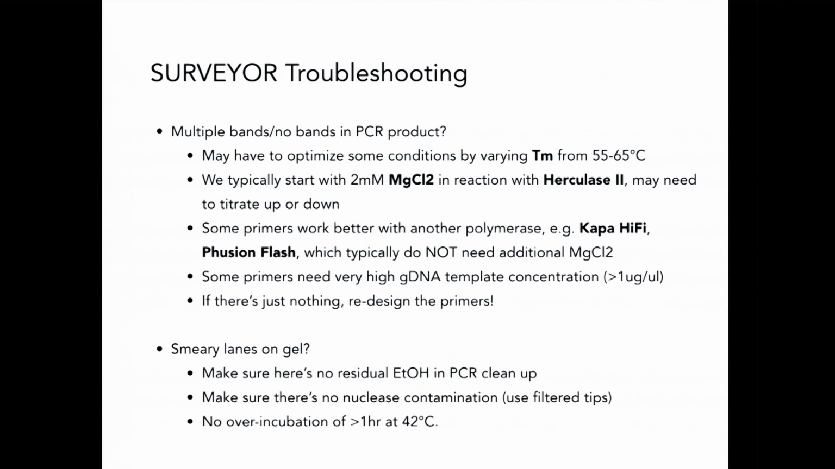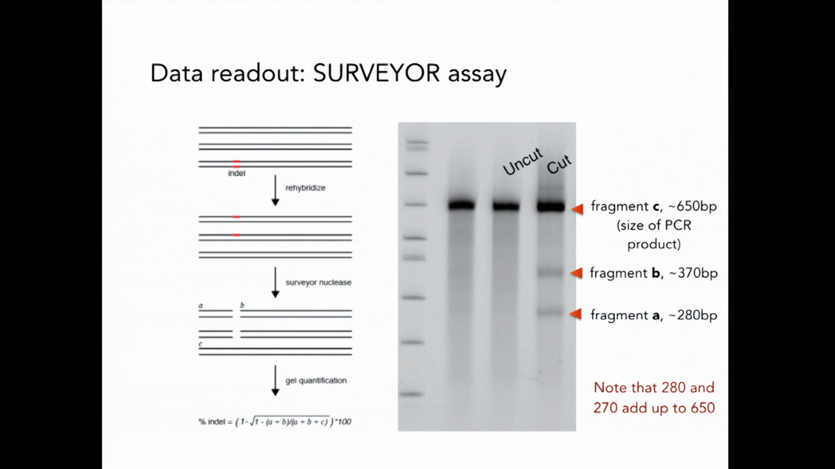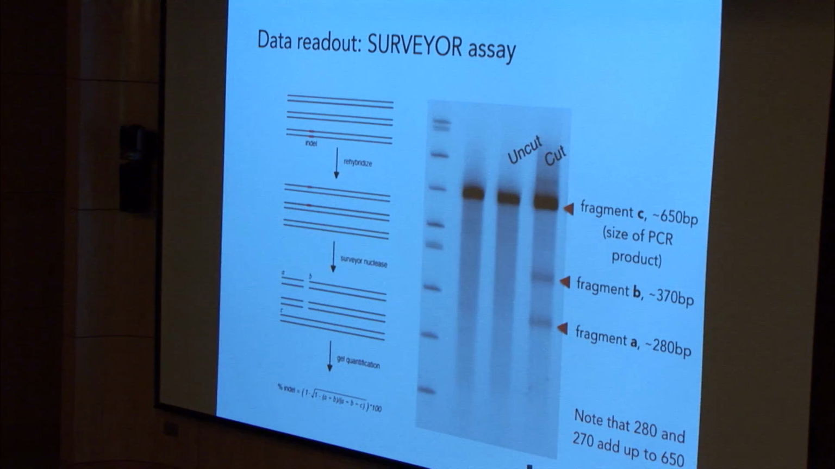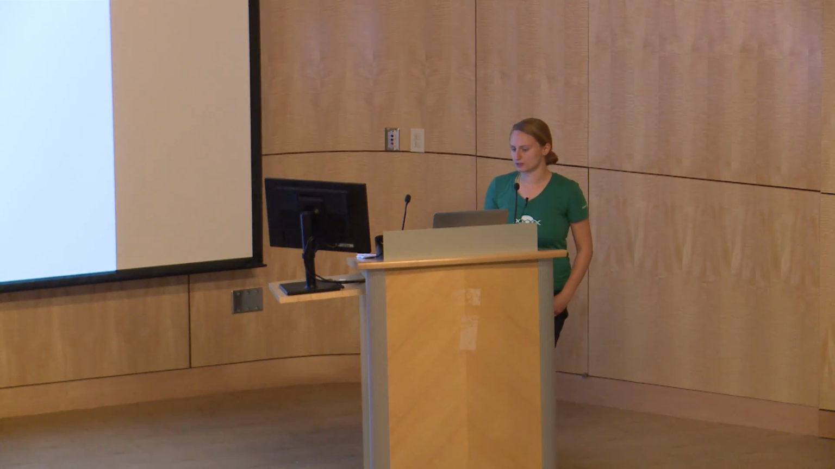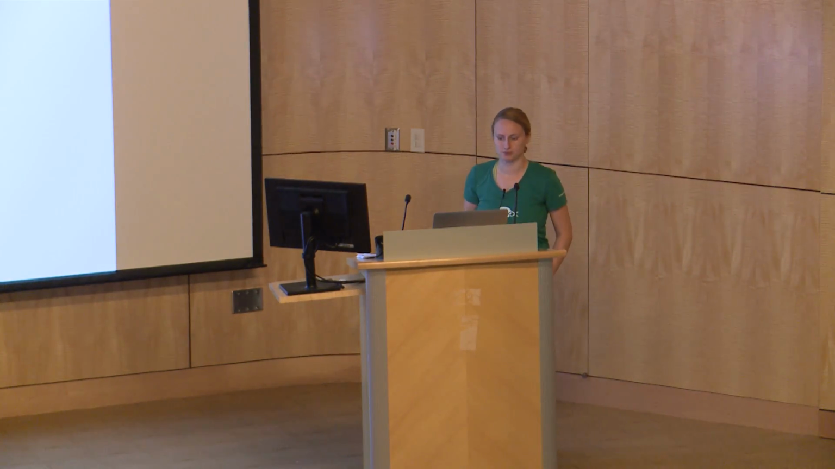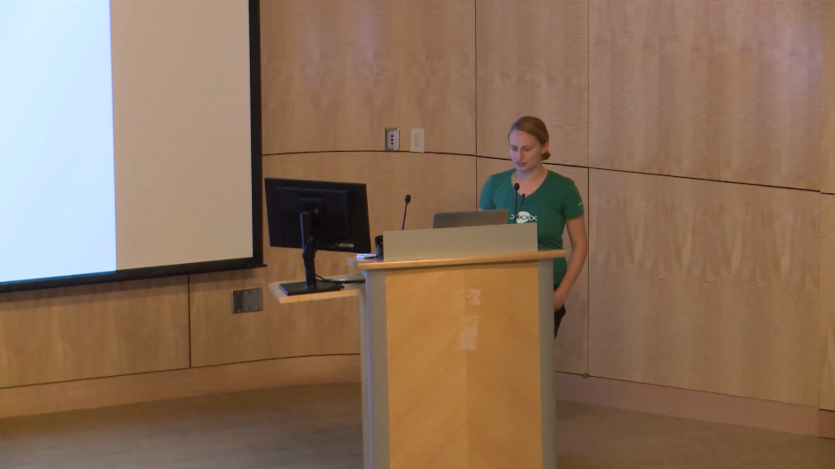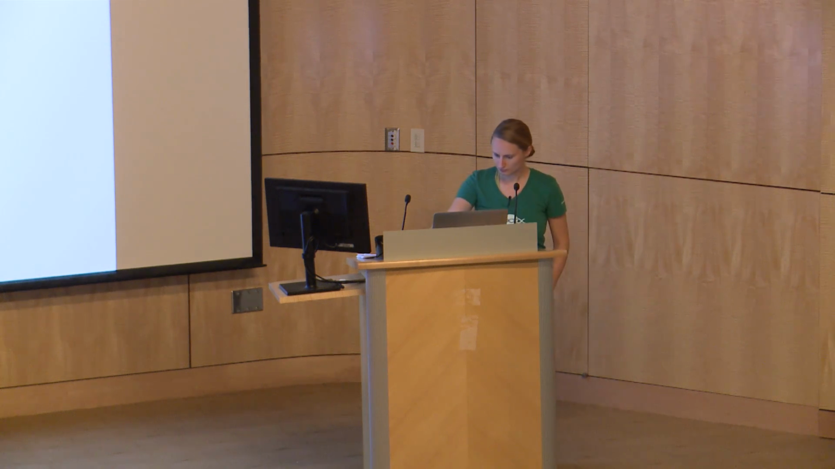The reason having a clean band is so important is that if you had multiple bands here, especially if they were similar in size to these fragments, it might make it more difficult to quantify how well your indel formation occurred. Other things you can do for optimizing your PCR are to try different polymerases, different primers, different primer Tms, and then if all else fails, just redesign your primers.